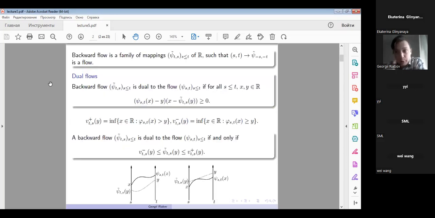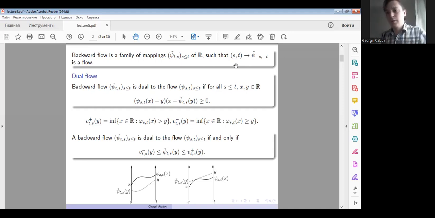Okay, so we already had the definition. I remind you that dual flows are backward flows, in the sense that these are families of mappings indexed by t, s when s is less than t, meaning that the backward flow acts backwards in time. And if we change time from, let's say, t, s to minus s, minus t, we get the usual flow. So a backward flow is just a usual flow, but indexed backwards in time.